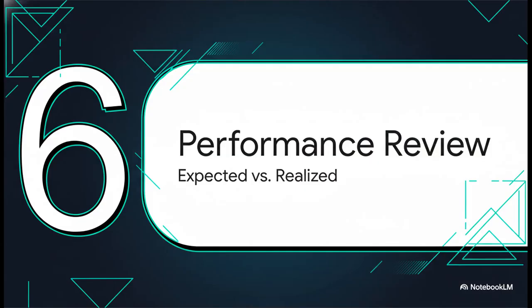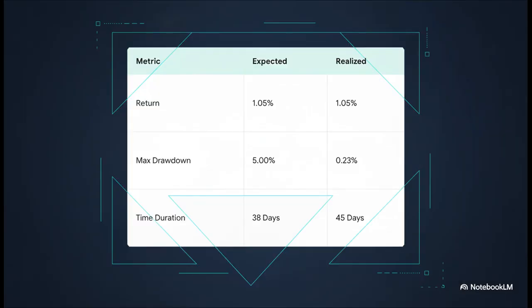Okay, now for the part everyone wants to see. How did the actual results compare to what was expected in the plan? Let's get into the final performance review. This comparison is the crucial point. The realized return was 1.05%, which perfectly matched the plan. But look at this. The max drawdown was only 0.23%. The plan allowed for up to 5%, so the actual risk taken was significantly lower.